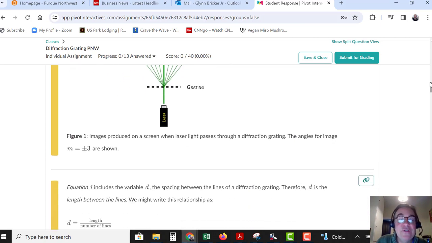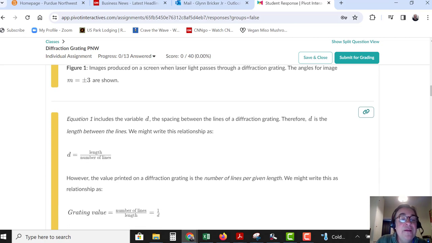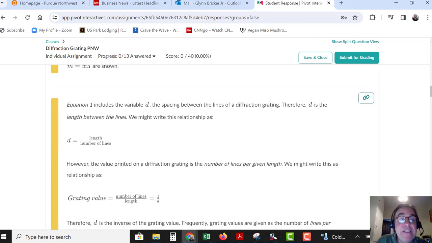And the one shown in the picture is m plus or minus 3. Okay? So equation 1 did have that variable d, and it's the spacing between the lines. So d is the length between the lines. If you take the length of the grating divided by the number of lines or slits, you get what d is.